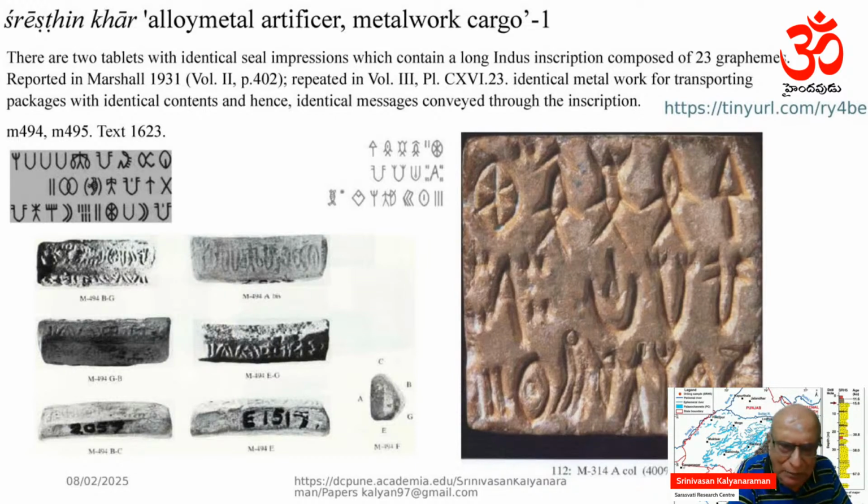Now we can see a huge long inscription which contains some of these symbols, which can be read together one by one, constituting an alloy metal, artificial metal or cargo. Look at the length of the inscription. A number of signs are strung together. Every sign has got to be read independently. Next, please.